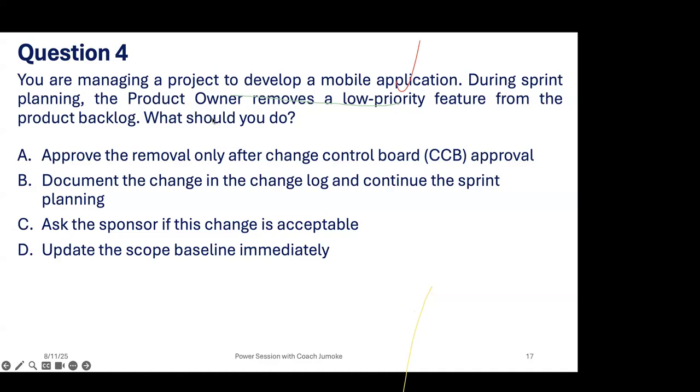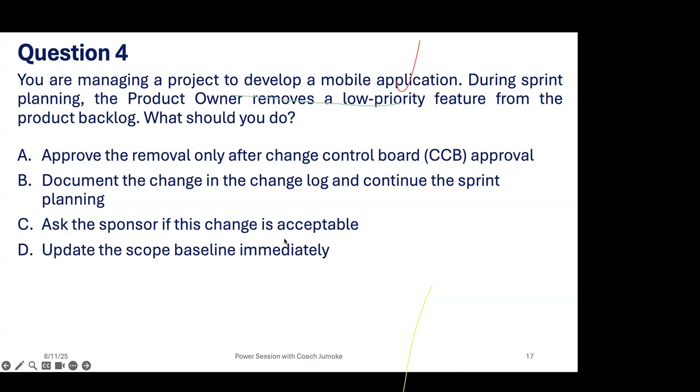Because if you are seeing product owner, you are seeing sprint, you are seeing product backlog, it can never be predictive unless it's hybrid. And if it's hybrid, the focus is more on adaptive. So A cannot be the answer. So if A cannot be the answer, B: document the change in the change log and continue the sprint planning. It's more like it. Let's check C.